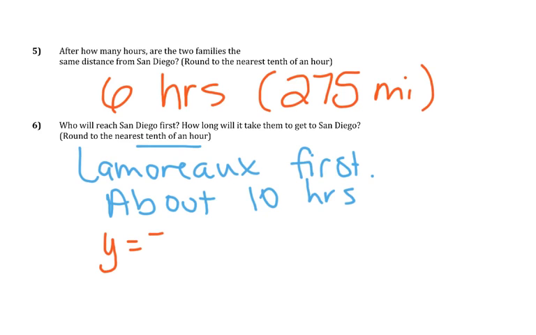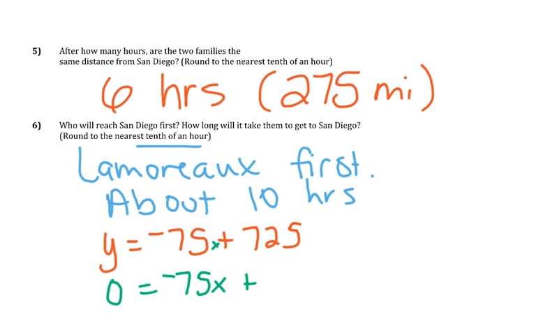So my equation for the Lamoureux family, remember, was this. And so what I want to know is when is the miles left to go 0? Meaning, when do they get there? And so you can actually find the answer to that question by solving that equation for x. So you can pause this video and solve that equation for x. And when you get that, x will tell you exactly how many hours they have to drive to get there.